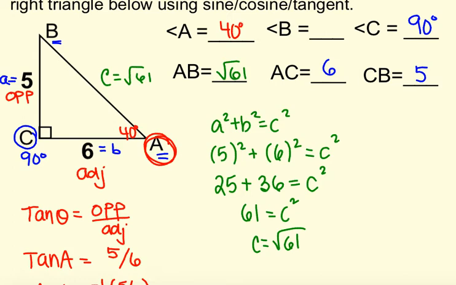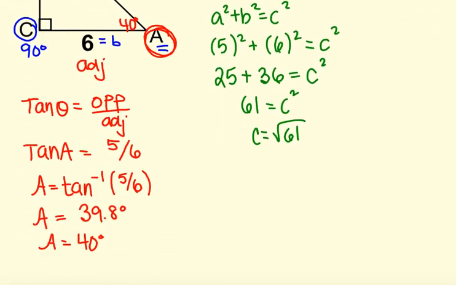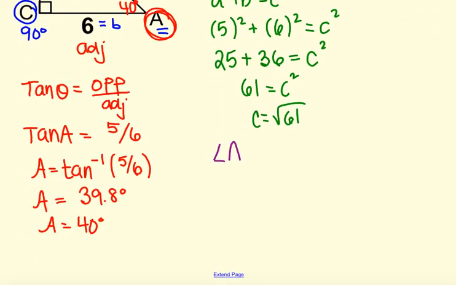All right, we have one thing left, angle B. Do you remember the triangle sum theorem? The triangle sum theorem says all 3 angles in a triangle must always add up to 180 degrees. Well, we know angle 40 and angle 90. We just need to find angle B. All right. So angle A plus angle B plus angle C must equal 180 degrees.